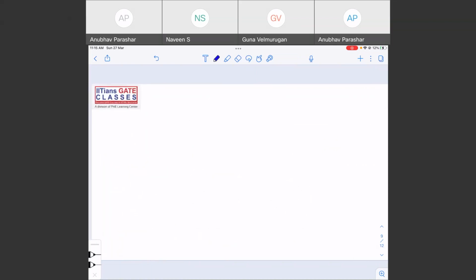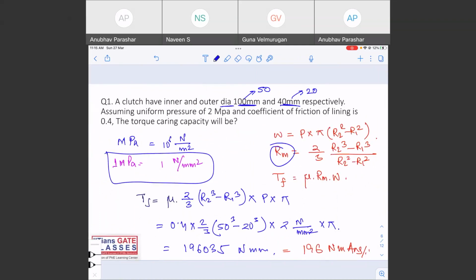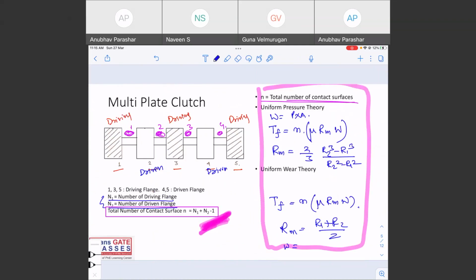So what will happen? The friction radius will reduce. The value of Rm will get reduced because R2 and R1 will get reduced, but you are multiplying it with N, the number of contact surfaces, so that it compensates. Is it clear?